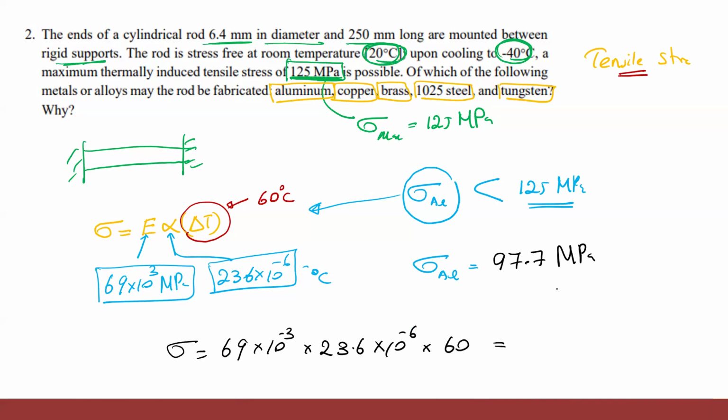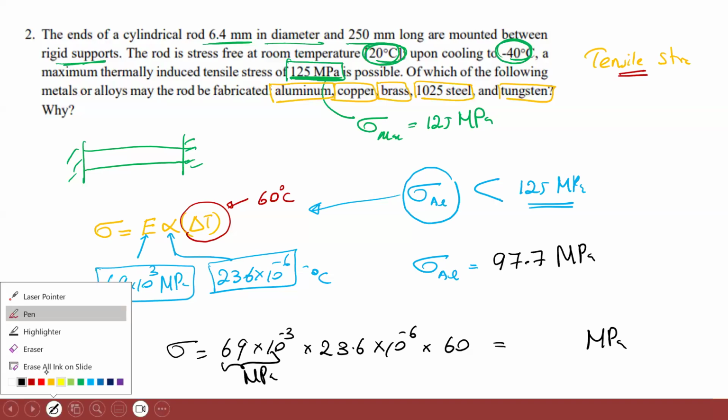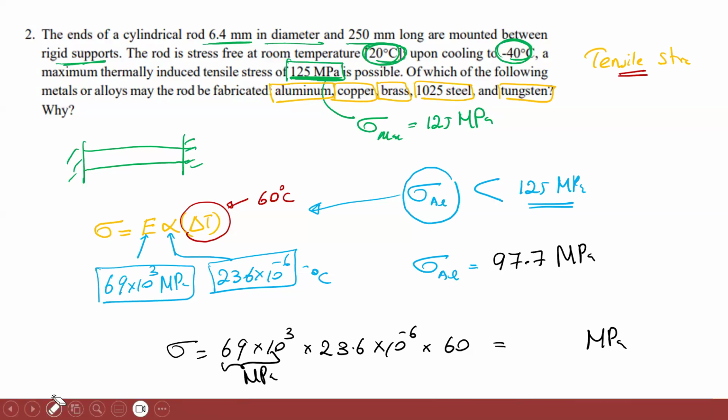So don't you get this? I just kept this in megapascals because our answer will also be in megapascals. What's that? Wait, is it to the power of 3 or negative 3? Sorry, power of 3. Yes, power of 3, sorry. What do we get? Do we get 97.7 or is it something else? Okay, so what can you say about aluminium? Is aluminium okay or not? Yeah, it is. So we can say aluminium is okay.